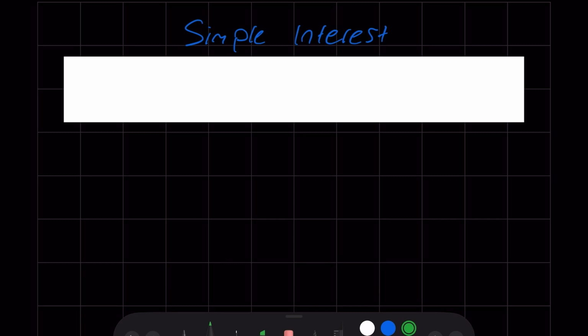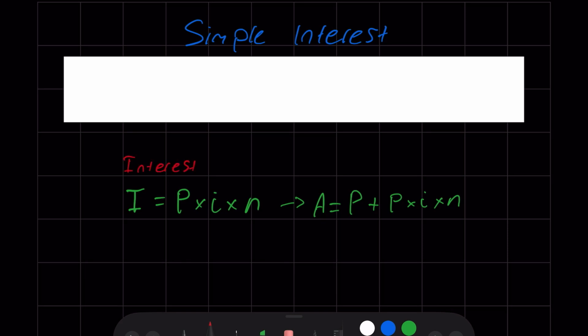The formula we use for simple interest is the following: I equals P times I times N. The second formula we could use is A equals P plus P times I times N. These two formulas have one major difference. The formula here on the left gives us our interest, and the formula on the right gives us our total amount. That is, it is our interest plus our principal. Our interest is here, plus our principal is here.